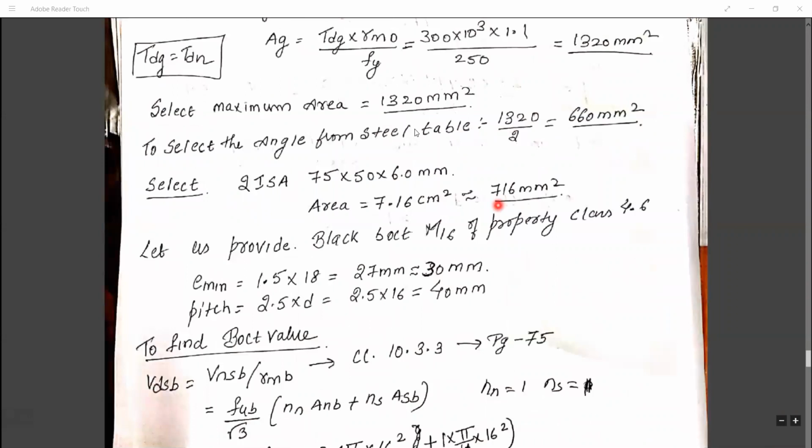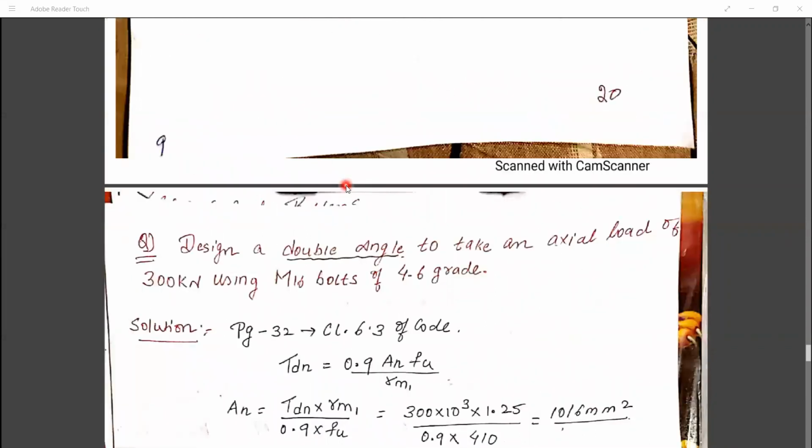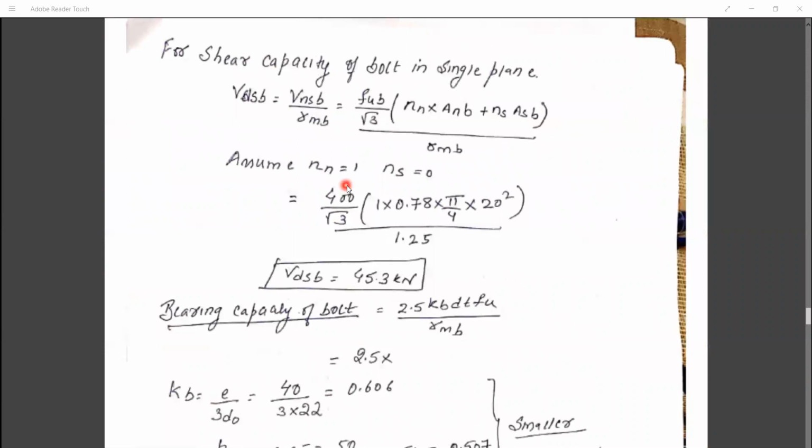The next steps are similar, but you will find some minor changes. Then in the steel table, go for rolled steel unequal angles. See here, this is the page you need to go to.